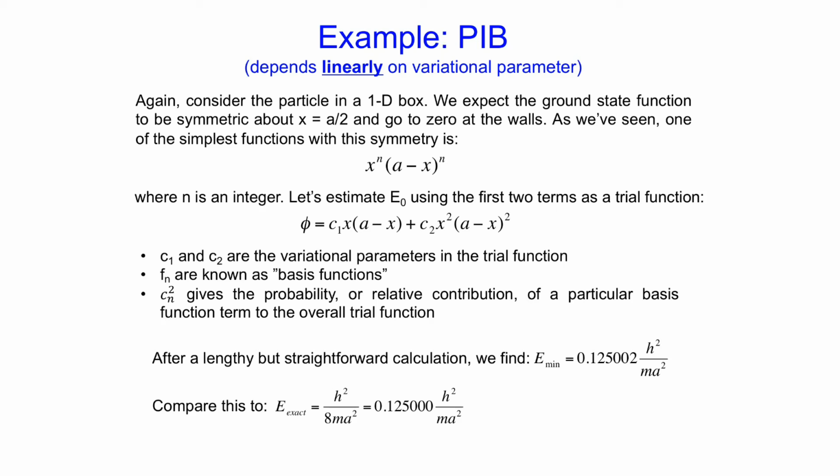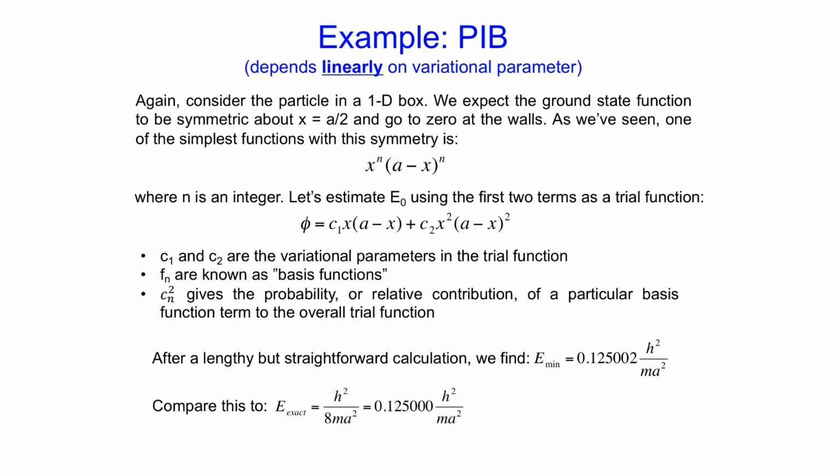Okay, so what that means is, let's say we take the general form of that parabolic function that we used in our example before, x times (a minus x). Okay, let's add a term to that. So our new trial function has our first term that we used before, and we've added the next order term. These c's here, c1 and c2, those become our variational parameters. Those linear constants are variational parameters in the trial function now.